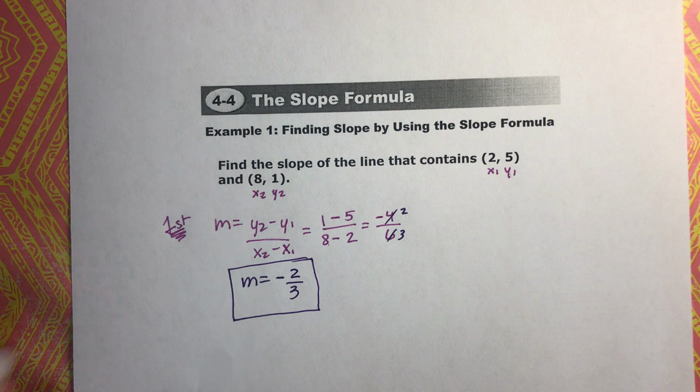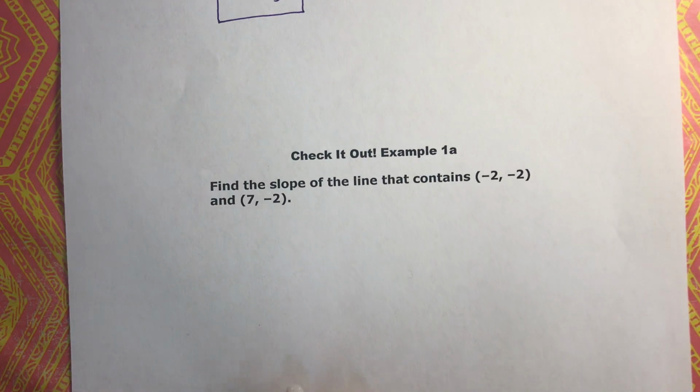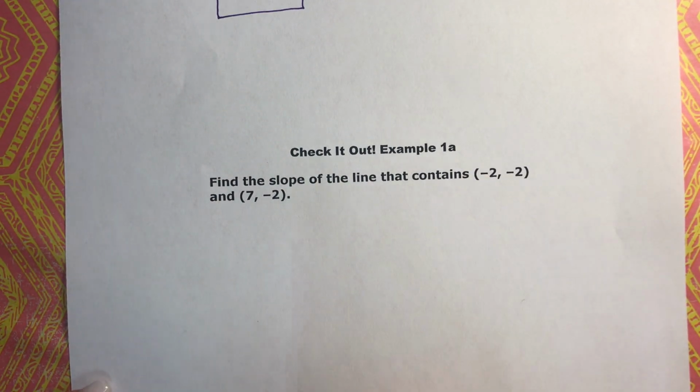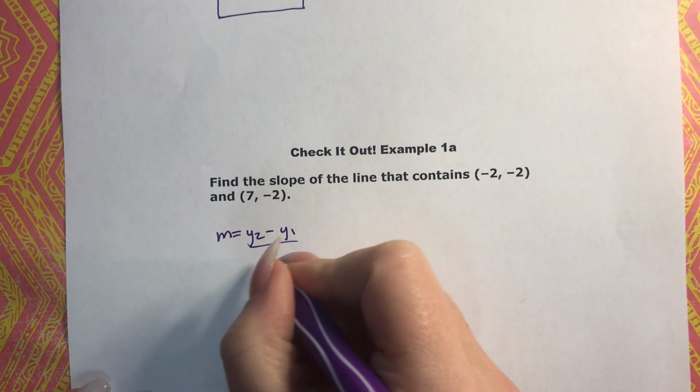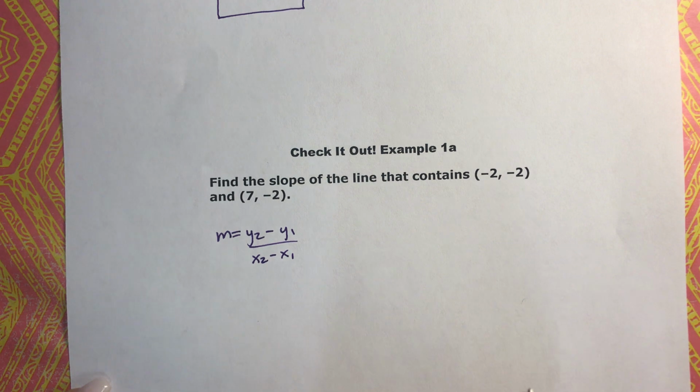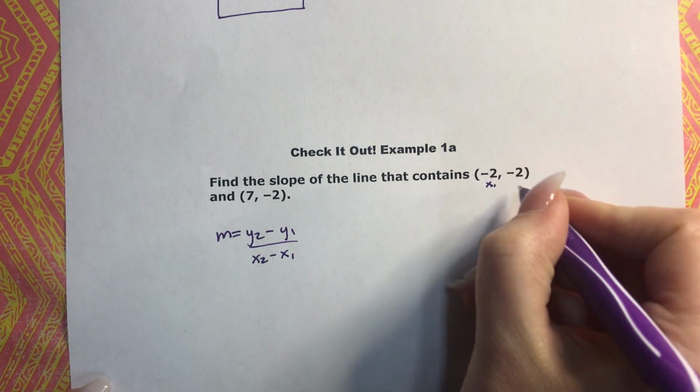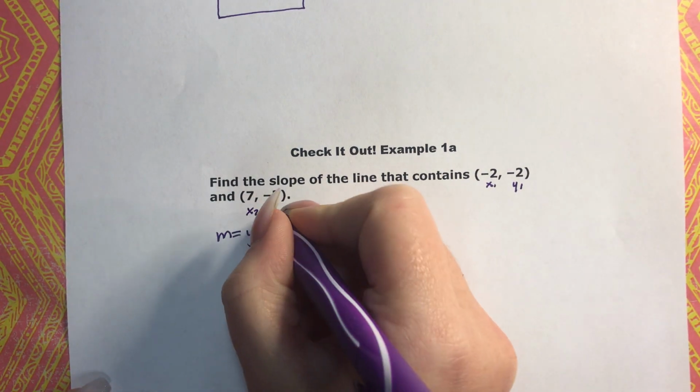All right, perfect. Let's go ahead and practice this again with the next example. So we're going to find the slope using the slope formula. So we're going to write that down first. M equals y2 minus y1 all over x2 minus x1. Okay, then we define our terms. This is our x1, y1, x2, y2.